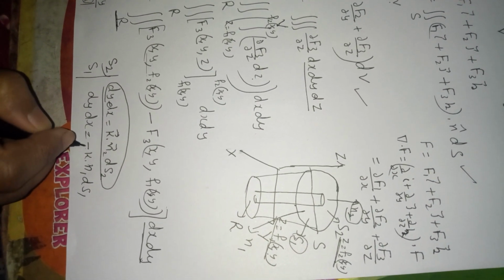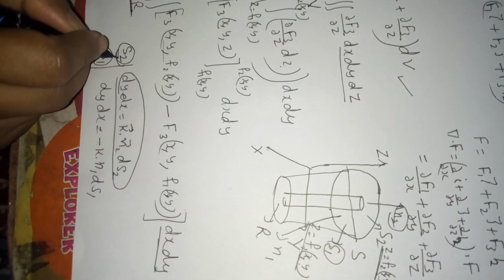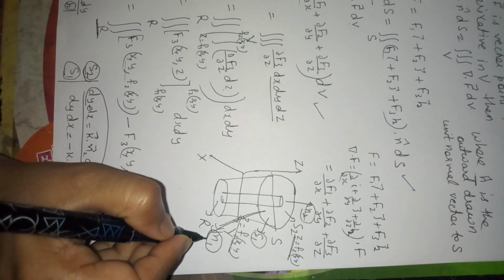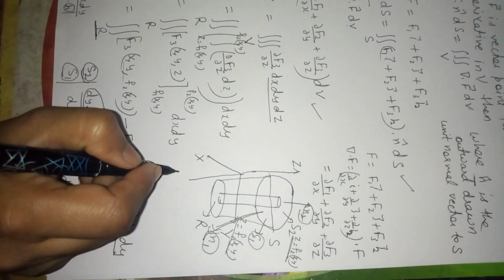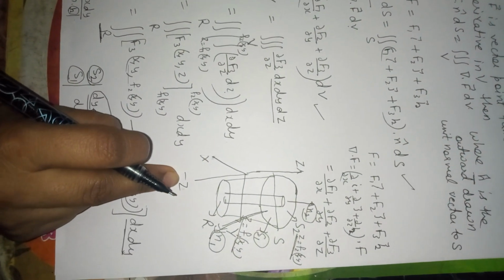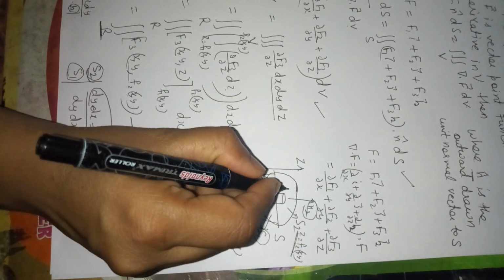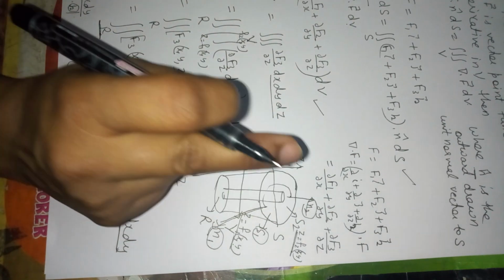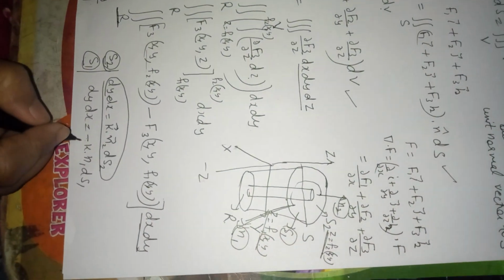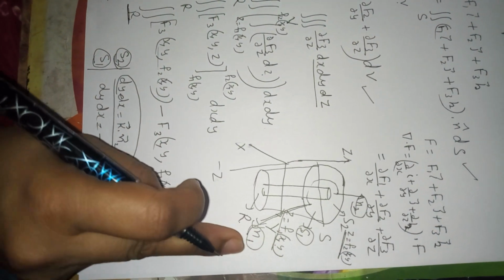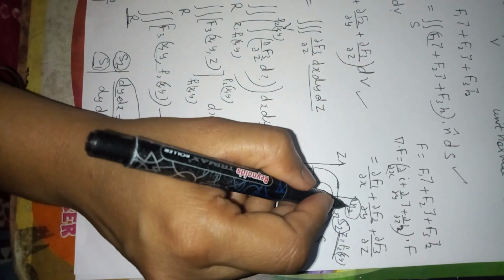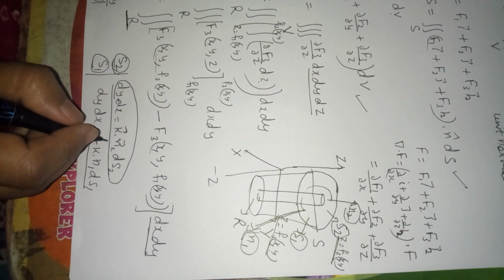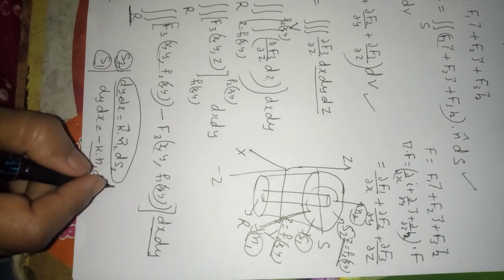Why negative in the S1 case and positive in the S2 case? Because we have to take the outward drawn normal to the surface, and this normal n1 is along the negative direction of z, or we can say it makes an angle of more than 90 degrees with the z-axis. So we take negative for this surface because of the outward drawn normal, and for the S2 surface we take the positive side, that is dy dx is equal to k dot n2 dS2.